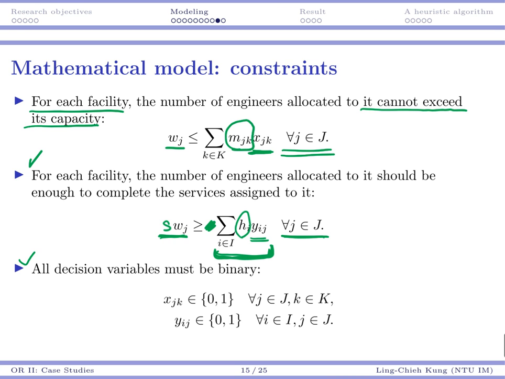And finally, all these decisions are binary. Whether to choose a specific level, whether to build a facility, that's a binary decision. And whether to assign this customer to facility j or not, that's also a binary decision. So collecting all of them, that's our mathematical model.